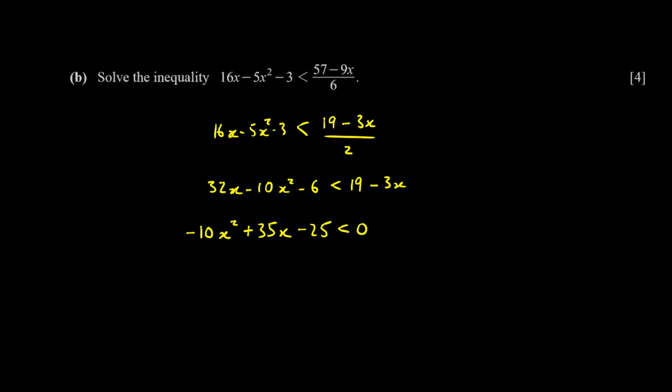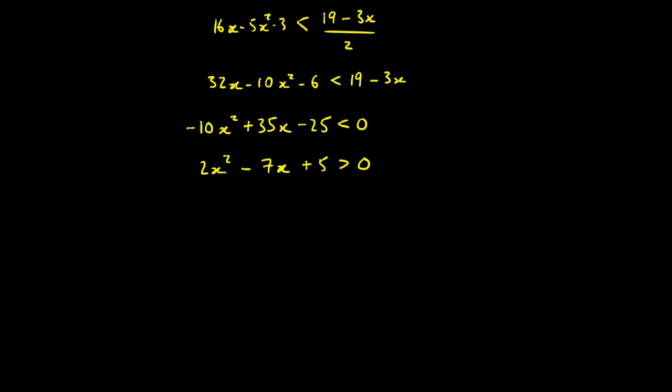And hopefully you can see that I should be able to divide both sides by 5, and I'll also divide through by negative 5, right, to get rid of the negative number here. And of course, if I'm dividing through by a negative number or multiplying by a negative number, then the sign of the inequality needs to flip. So what we're going to get here is 2x squared minus 7x plus 5 is greater than 0. And then I think I'll factorize this. So I'll get 2x there and an x here.